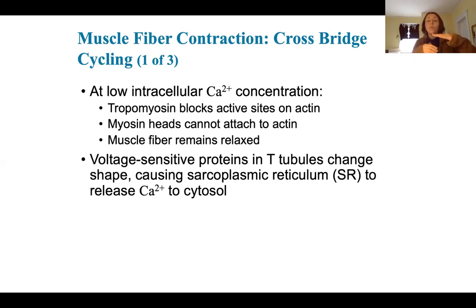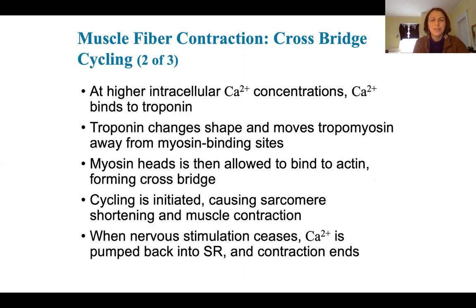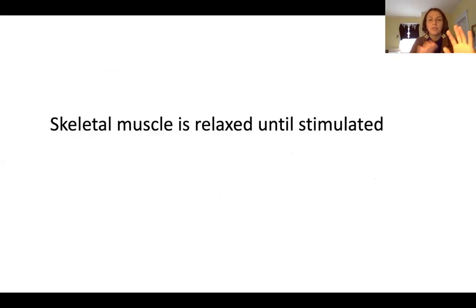Good. So when we get the T-tubules to change shape, causing the reticulum to release the calcium into the cytosol, which is the interior of the cell, which our cell is the muscle fiber, when that happens, that's when everything's going to change, and the tropomyosin is going to no longer block the active site. Oh, I didn't want to read through all of this. Let me show it to you with the images, so it's not just me acting it out.